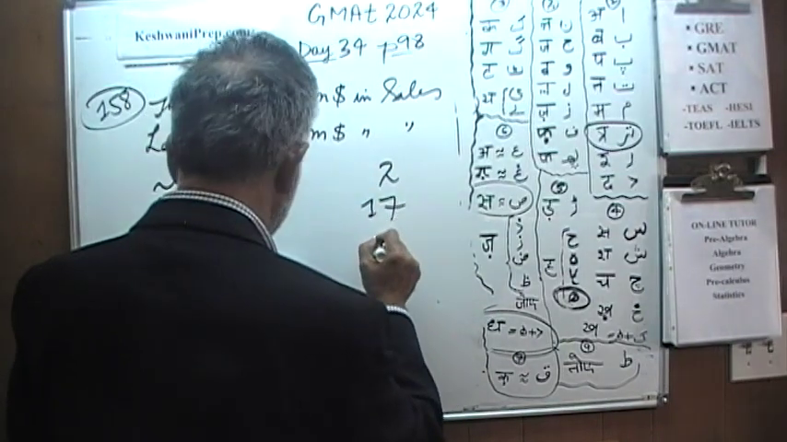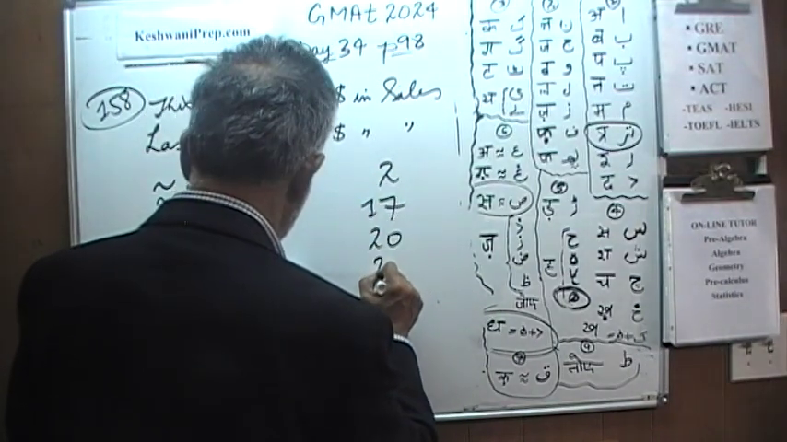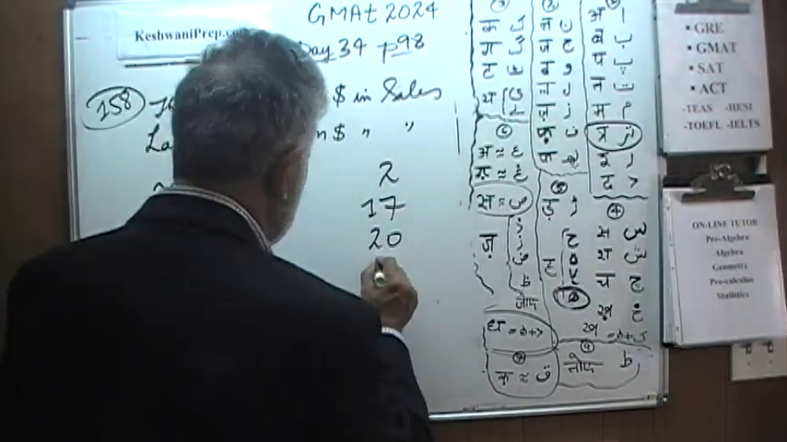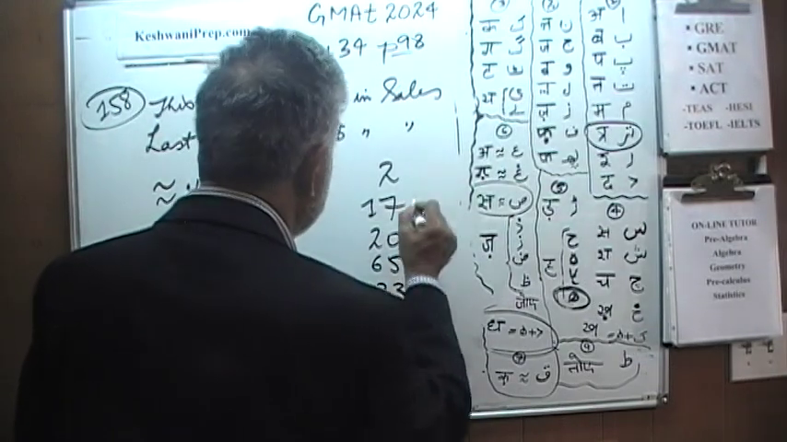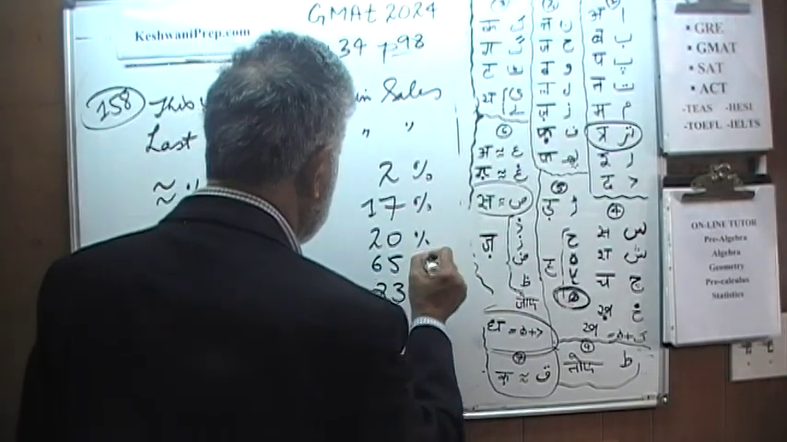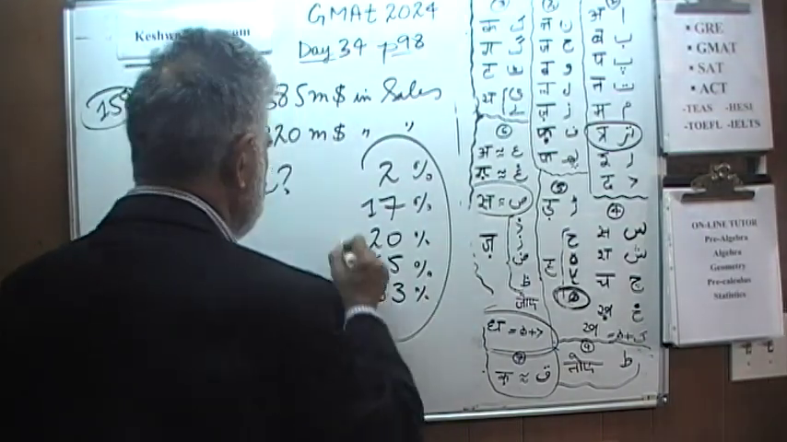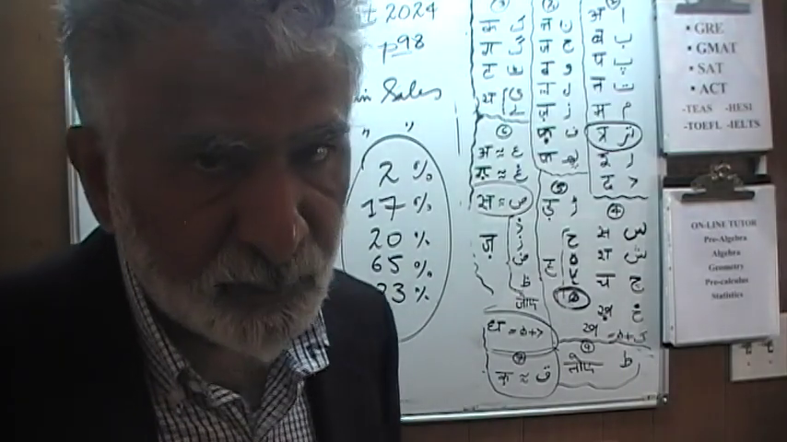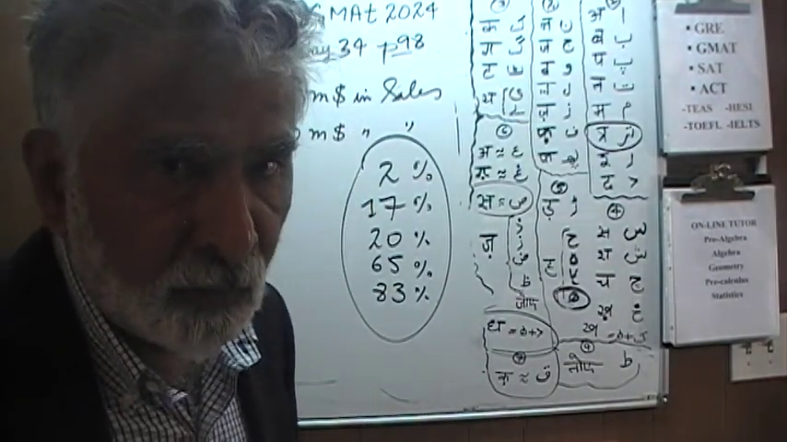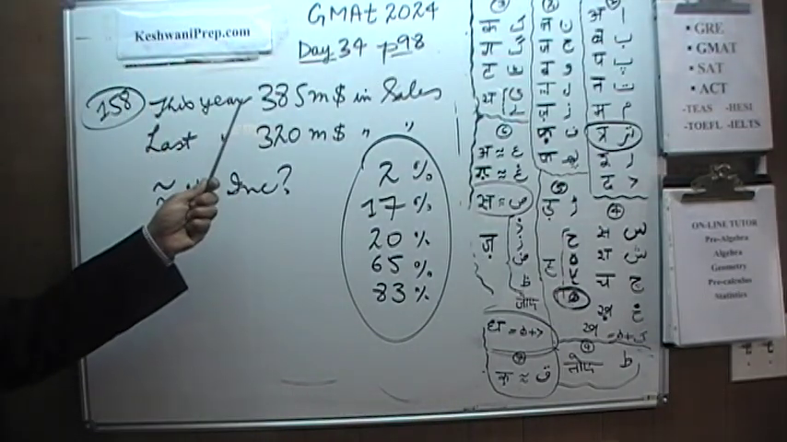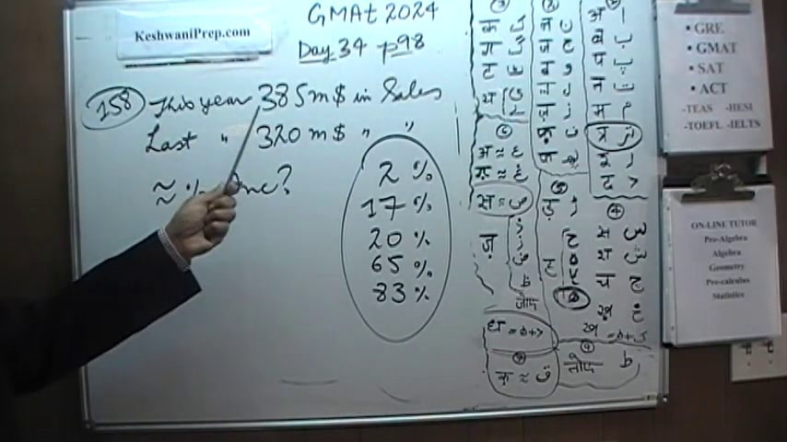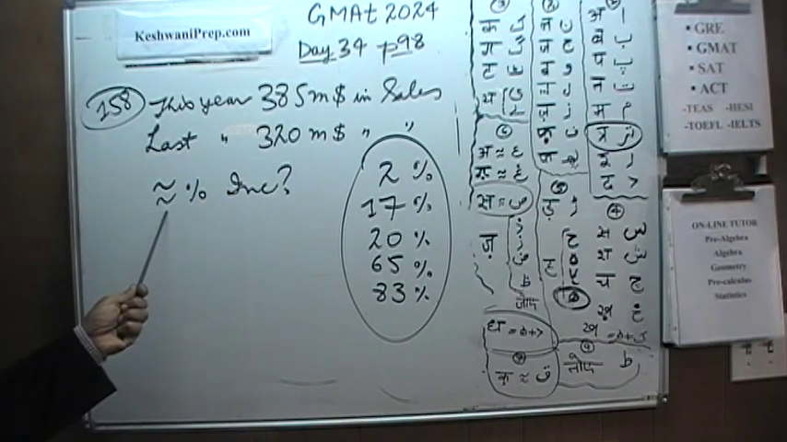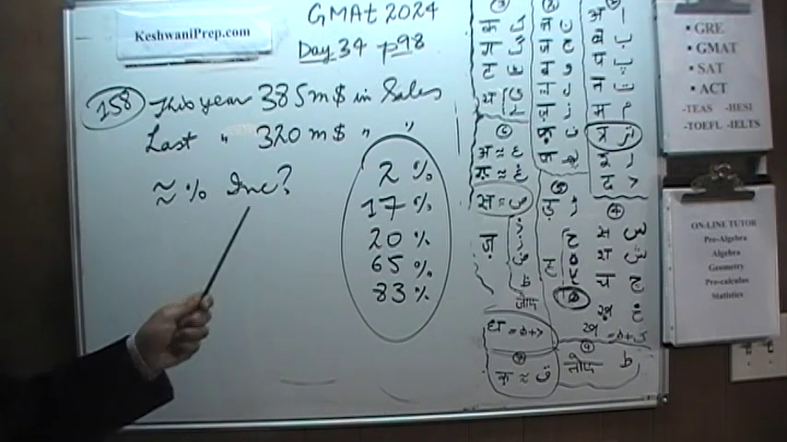The choices are 2, 17, 20, 65, or 83. It's a very straightforward, simple percentage problem. They basically want us to figure out the percentage change from 320 to 385. This year we had sales of $385. Last year we had sales of $320. The question is, what is the approximate percentage increase? This is increase, I-N-C. Go ahead, do it yourself.